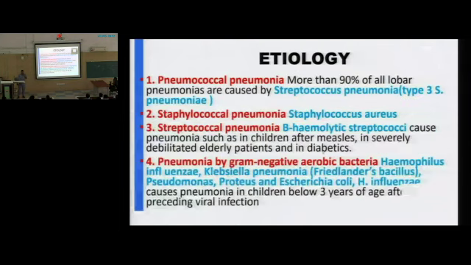So what are the etiological agents of lobar pneumonia? Most commonly, as I told you, it is pneumococcal pneumonia, infection caused by Streptococcus pneumoniae. Other organisms include Staphylococcus aureus or beta hemolytic streptococci, or pneumonia by gram-negative aerobic bacteria like Haemophilus influenzae, Klebsiella pneumoniae, Proteus, Escherichia coli, and H. influenzae. These are the causes of pneumonia in children below 3 years of age, and these are common in adults.